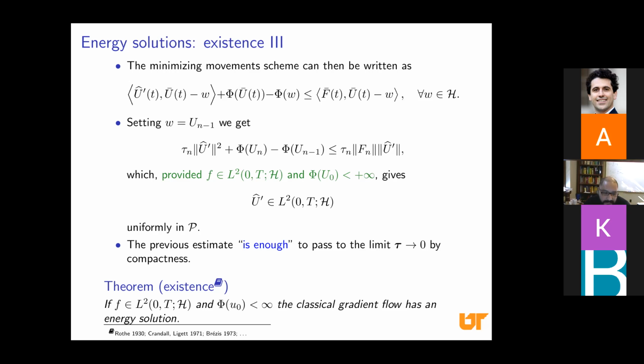Well, but we also show that we have uniqueness. So we have an existence and uniqueness result: if your right-hand side is L2 in time, and you start from something that has finite energy, the classical gradient flow has a unique energy solution. This theorem, in many incarnations, has been proved, for instance, by Rothe in the 30s, by Crandall and Liggett in the early 70s, and for instance, it is found in the book by Brezis.